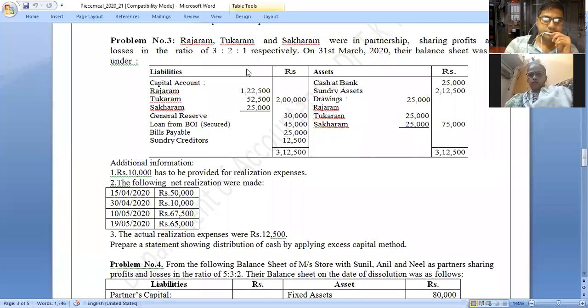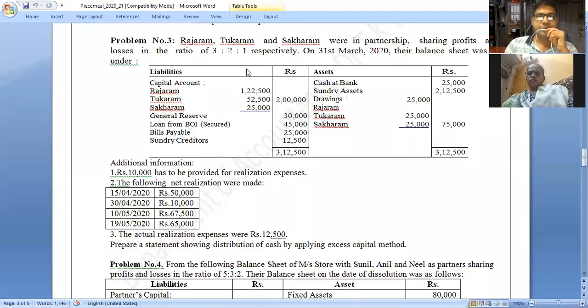Additional information. Number one, rupees 10,000 has to be provided for realization expenses. The following net realizations were made: 15th April 2020, rupees 50,000; 30th April 2020, rupees 10,000; 10th May 2020, rupees 67,500; and 19th May 2020, rupees 65,000. The actual realization expenses were rupees 12,500.